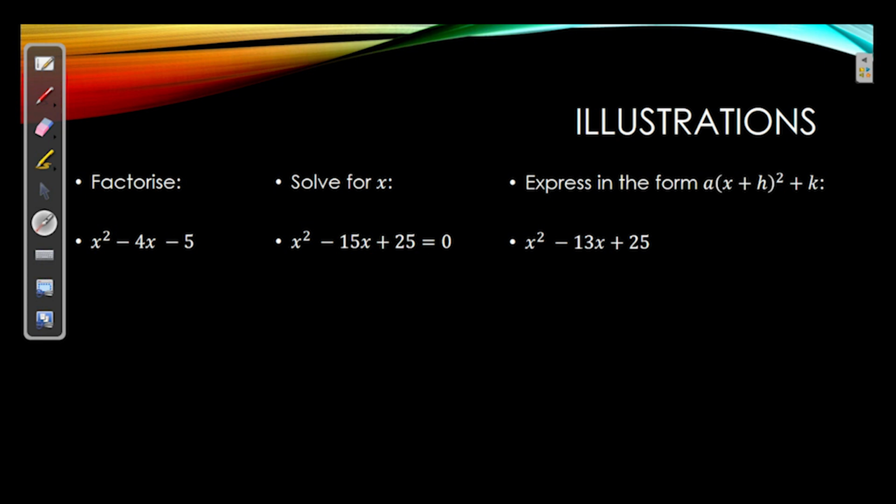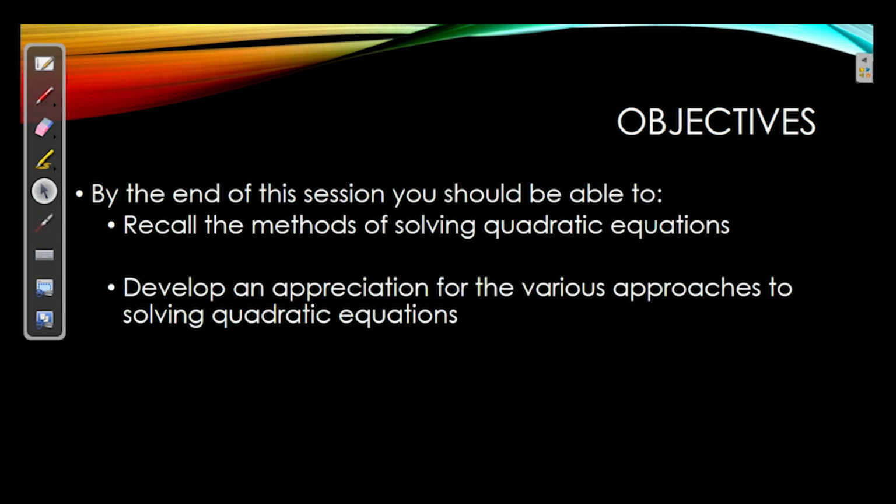Alright, so these are the 3 techniques that we use for solving quadratics, and if you can recall the 3 specific techniques we talked about, then you're good to go from today's session. And hopefully talking about the 3 different techniques can help you garner some level of appreciation for knowing that there are multiple approaches to solving quadratics.